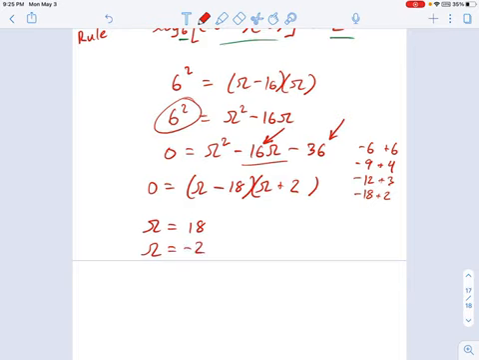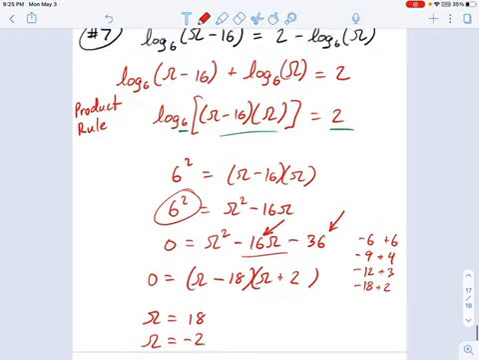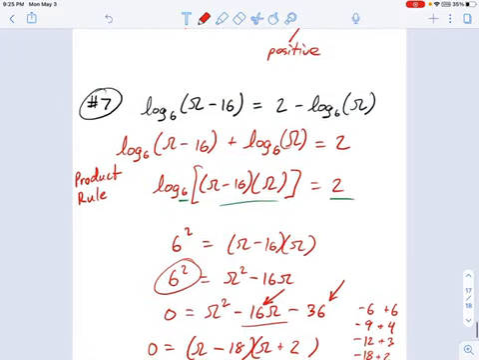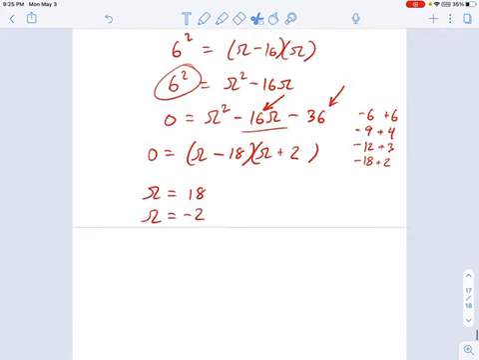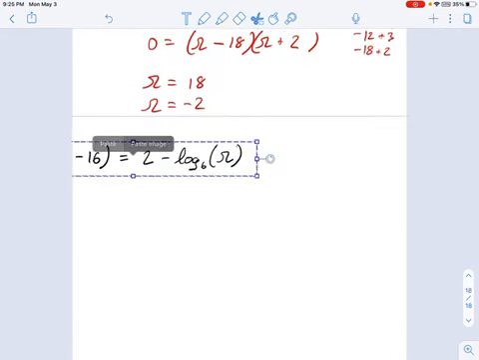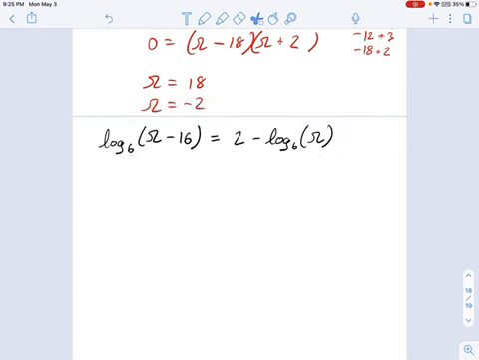Now, you might think we're done. What else is there to check? You have to go back to the original equation. I'm just going to grab this whole thing here and bring it down below. So we're going to take a look at the arguments of the original equation and see if this works. So let's test omega equals 18.